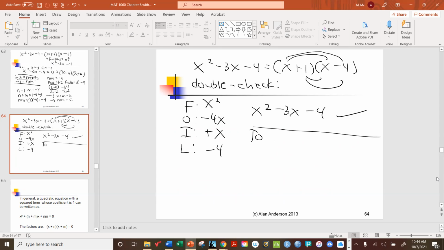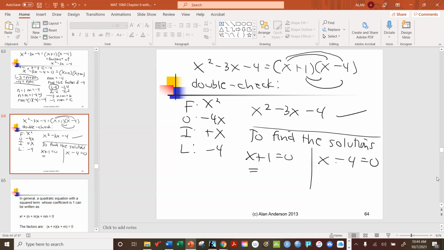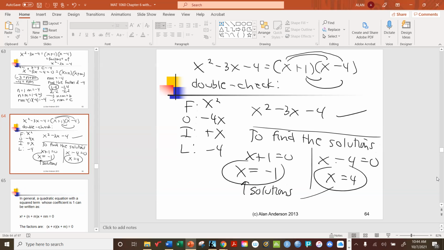That's not what we really want. To find the solutions, what you have to do is set these equal to 0, both of them. And you'll find that x equals -1 and x equals 4. These are the solutions. So while the factors are up here, x plus 1, x minus 4, the solutions are x equals -1 and x equals +4.